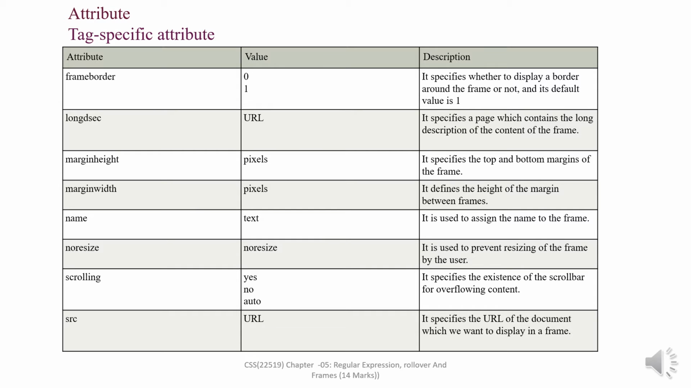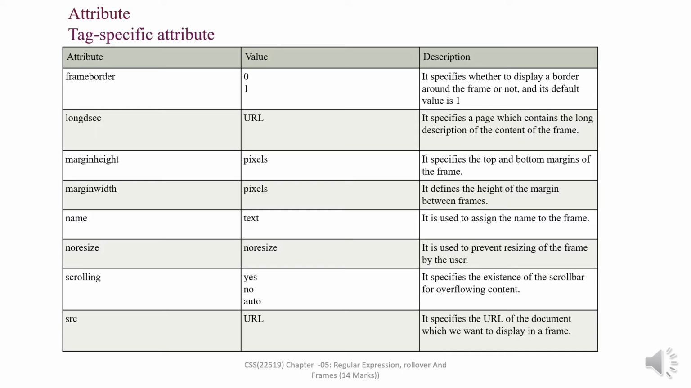Now the tag specific attributes. The attribute is frameborder and the value for that attribute is 0 or 1. It specifies whether to display a border around the frame or not, and its default value is 1. Okay, then longdesc, the value is a URL. It specifies a page which contains a long description of the contents of the frame. Then marginheight, the value is in pixels. It specifies the top and bottom margin of the frame.